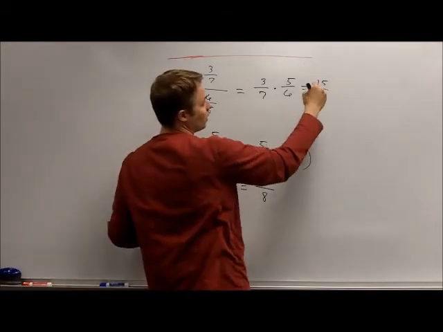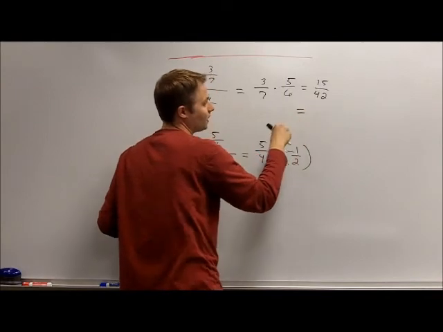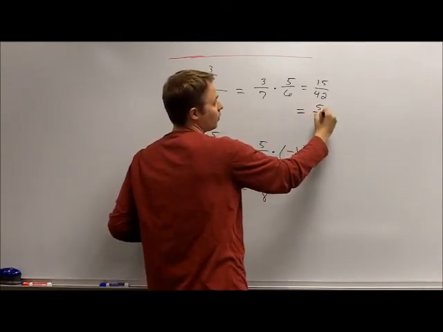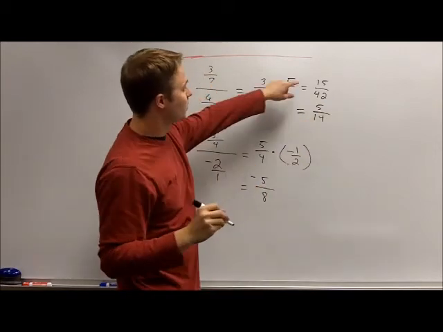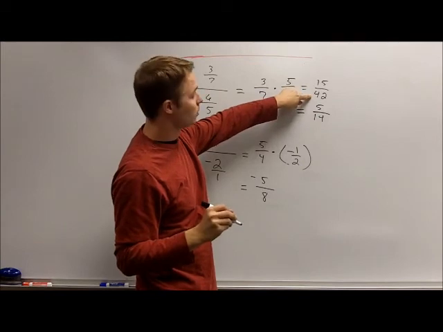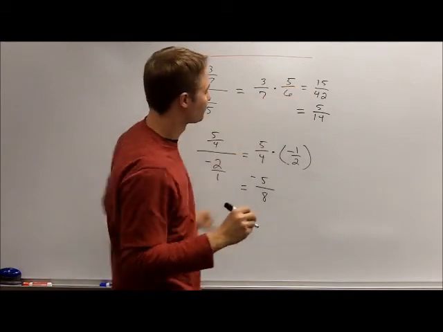I guess for the earlier one as well, we could continue to simplify it. We could say this is the same thing as 5 over 14, because 3 goes into 15 5 times, and 3 goes into 42 14 times.